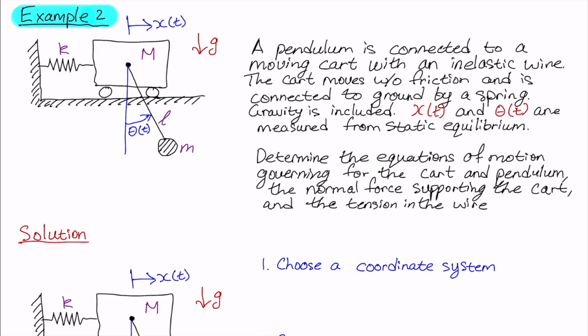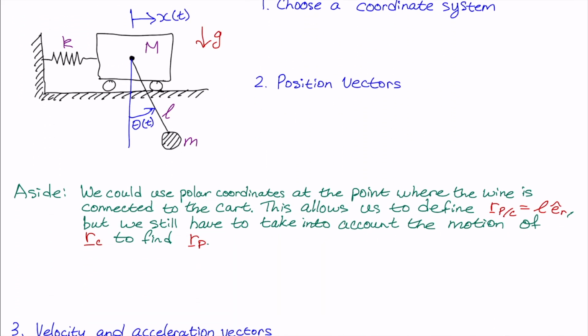So we're going to start by choosing a coordinate system. In this problem, we can pick our origin anywhere. A convenient place is to pick the origin at the fixed point or the grounded point of the spring. So we'll just write here A, origin at fixed point of the spring. So we'll put our origin here. We're going to then use a standard Cartesian.